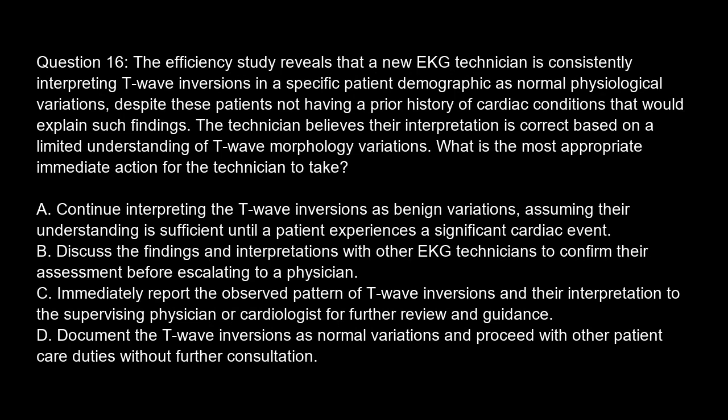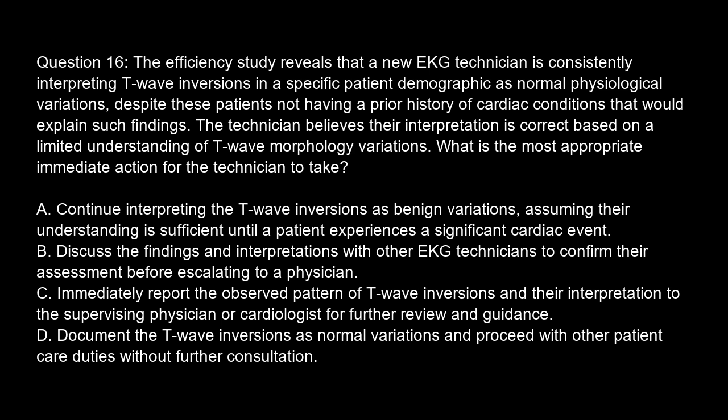Question 16. The efficiency study reveals that a new EKG technician is consistently interpreting T-wave inversions in a specific patient demographic as normal physiological variations, despite these patients not having a prior history of cardiac conditions that would explain such findings. The technician believes their interpretation is correct based on a limited understanding of T-wave morphology variation. What is the most appropriate immediate action for the technician to take?